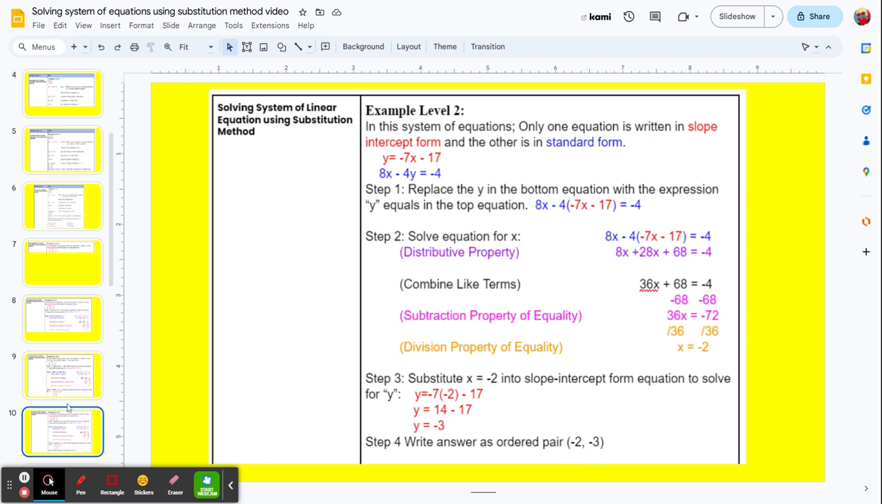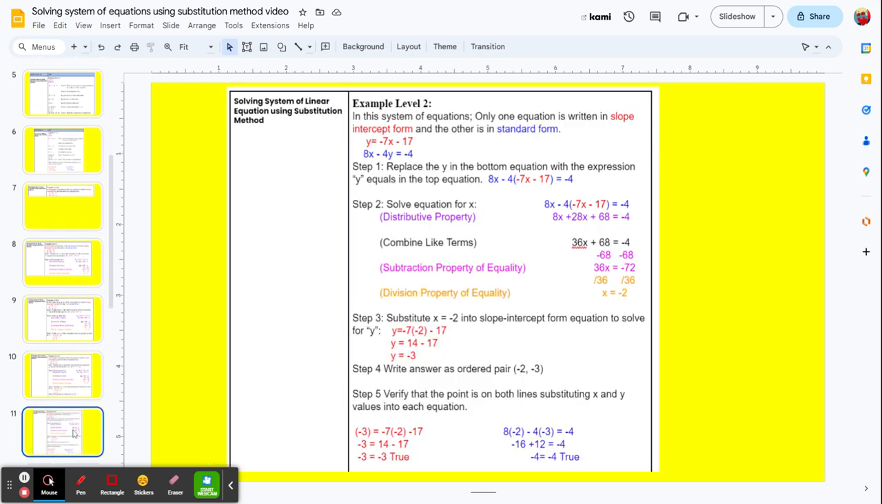All right, can we check it? Absolutely. So we have to check again in both equations. So the y equals one there, we check that one. We get -3 equals -3. We substituted the -2 for the x. And then the blue one here, right? 8 times -2 minus 4 times -3 equals -4. So then you end up getting -16 plus 12 equals -4. So you get -4 equals -4. That's true as well. So that is the solution for our system.